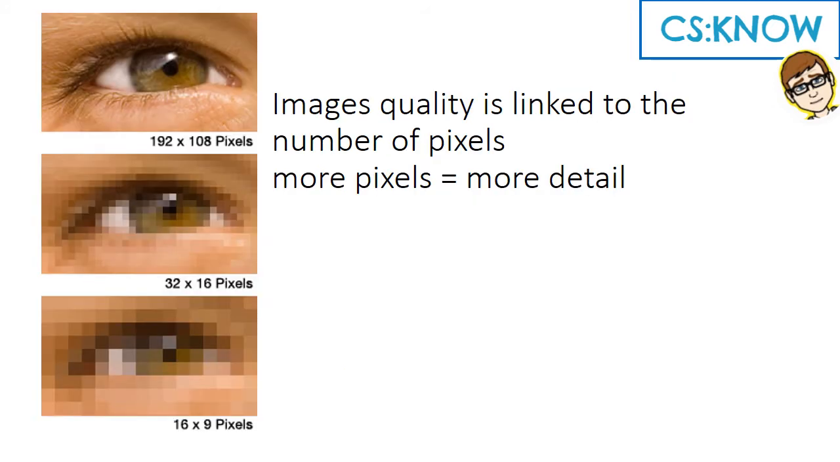Image quality is linked to the number of pixels. More pixels equals more detail. In our bottom image, where we've got 16 by 9 pixels, we've only got 16 in a horizontal row to display this eye. Where at the top we've got 192 by 108 pixels, we've got a lot more pixels to add detail, because each pixel can be a slightly different colour to create the illusion of this image.